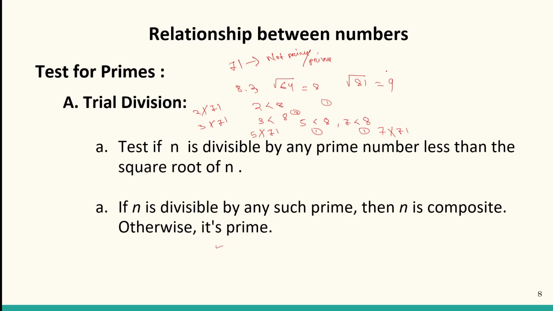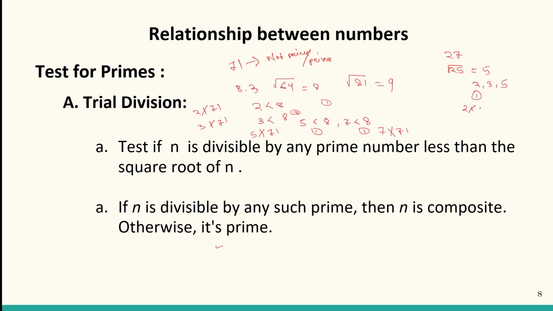Let's see another example, the number 27. What is the largest perfect square less than 27? That is 25, right? Because the square root of 25 is equal to 5. So all the prime numbers less than or equal to 5 are 2, 3, and 5 itself. If we divide 27 by 2, then we are left with a remainder of 1.